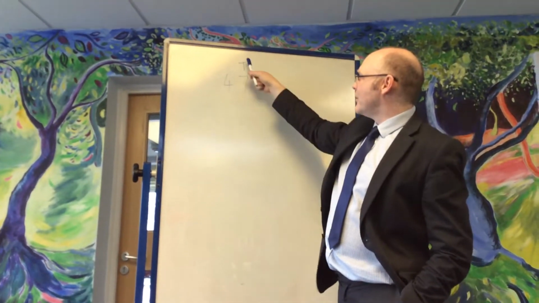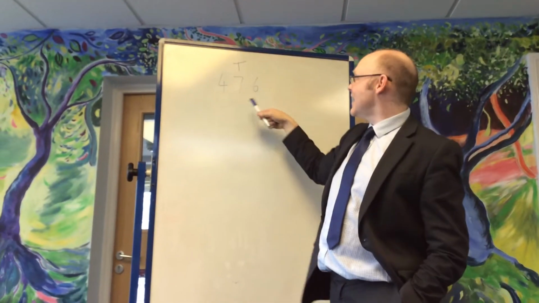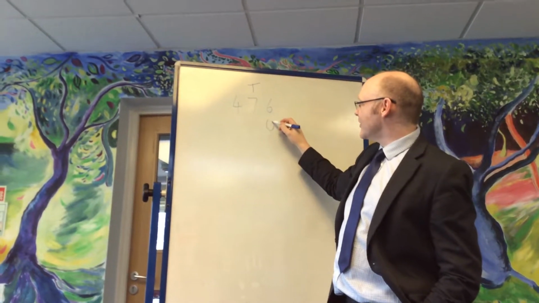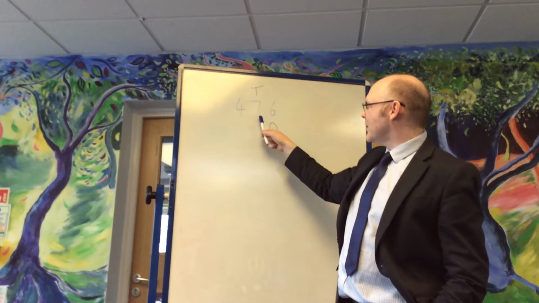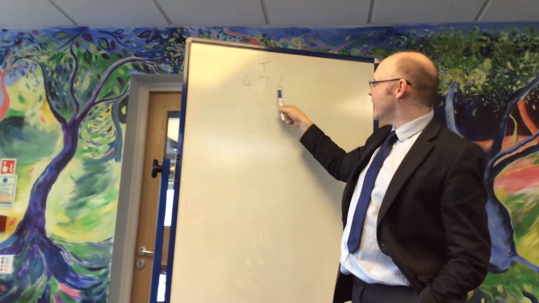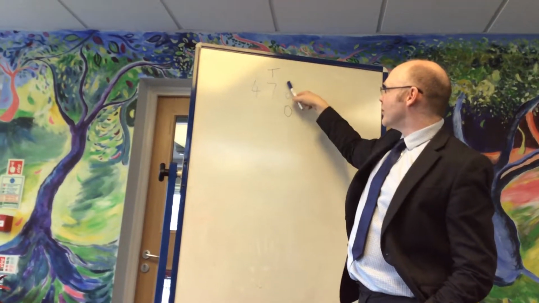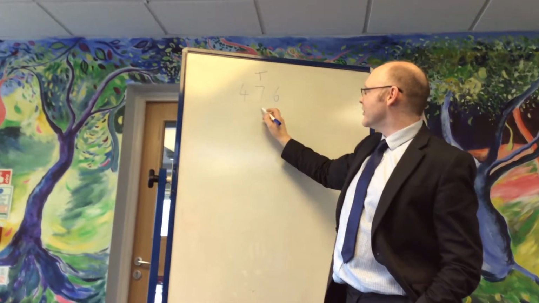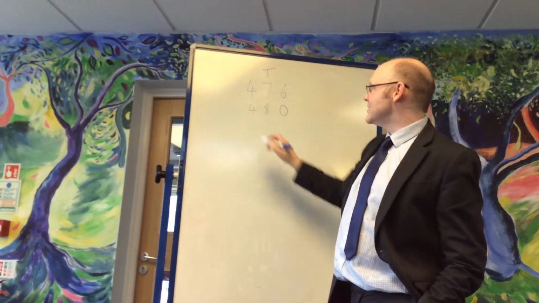And the rule is, if we're rounding to the nearest 10, every digit after that is going to be a 0. So we're only making a decision about this one. Is that going to move up or is it going to stay the same? 6 is more than that 5, so we're going to move it up. So that gives us 480.